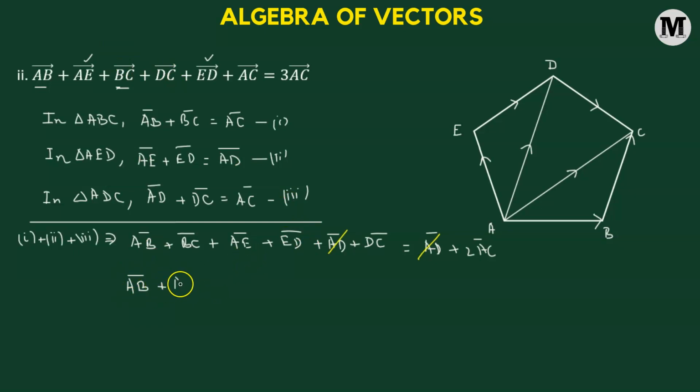We're going to next write AE vector. So these two are done. Followed by BC vector. Then we have DC vector plus ED vector. This will be equal to 2 times AC vector. However, we can see that AC vector is missing on the left hand side. So if we add AC vector on the left hand side, then on the right hand side, we add 1 more AC to get 3 AC vector, and this proves the problem. So we have successfully proved both of the 2 parts for the pentagon ABCDE.